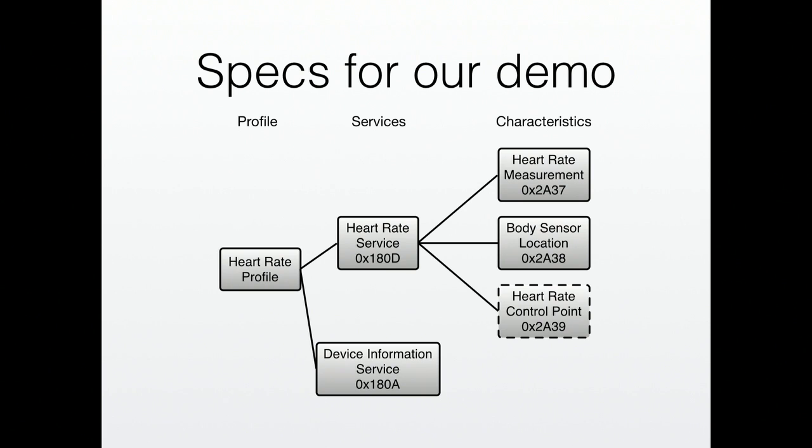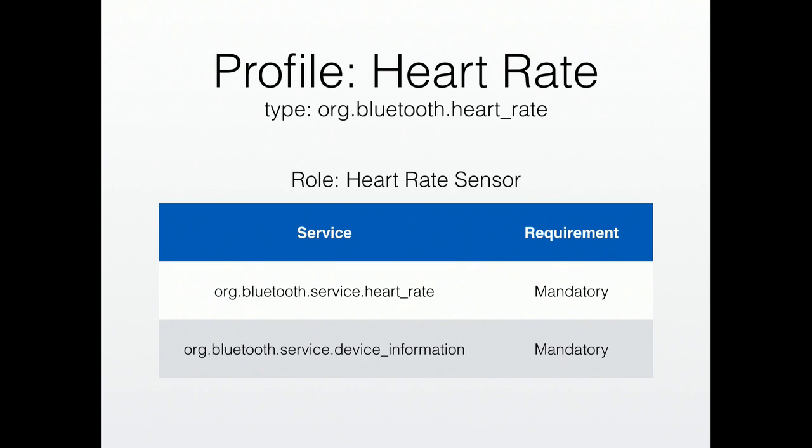So here are some of the actual magic numbers for the heart rate service. 180D is a 16-bit UUID in Bluetooth terms, the number that has been assigned to the heart rate service. And then those are the numbers for the heart rate measurement and the body sensor location characteristics. Those are two of the characteristics and their assigned numbers. The heart rate control point is an optional characteristic. So some characteristics are mandatory, some are optional. And then the services have names to go along with their magic numbers.